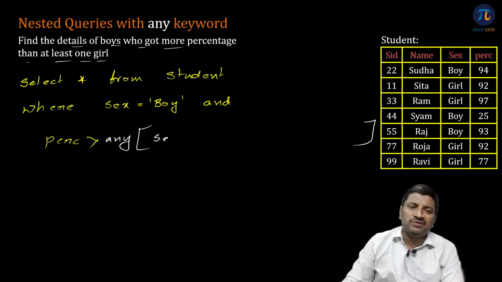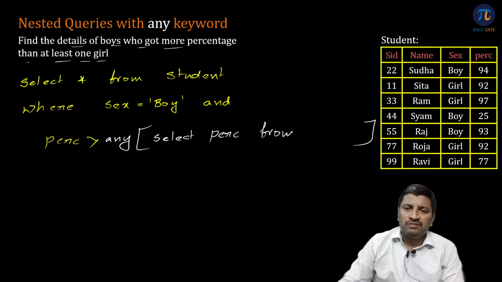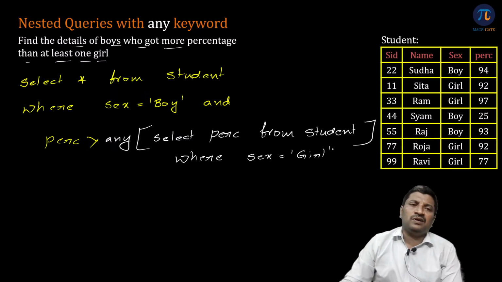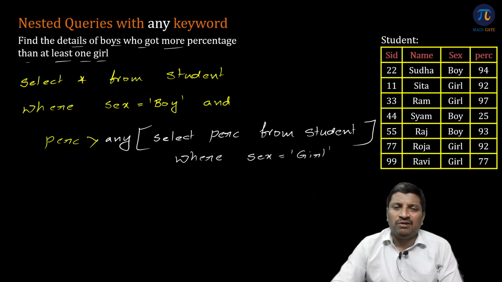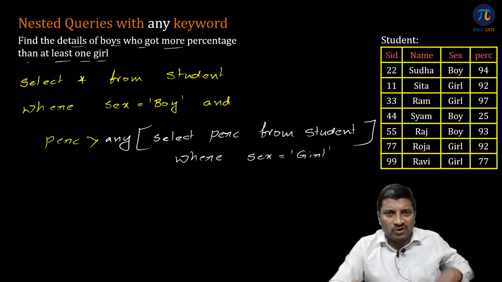In the bracket, I need to write the percentages of the girls. How to get the percentages of the girls, sir? Select percentage from student, where sex equal to girl. Hope you understood it. For better understanding, I have given all the six examples in the same genre, so that you can have a clear idea about in, all, any. Hope you understood it.